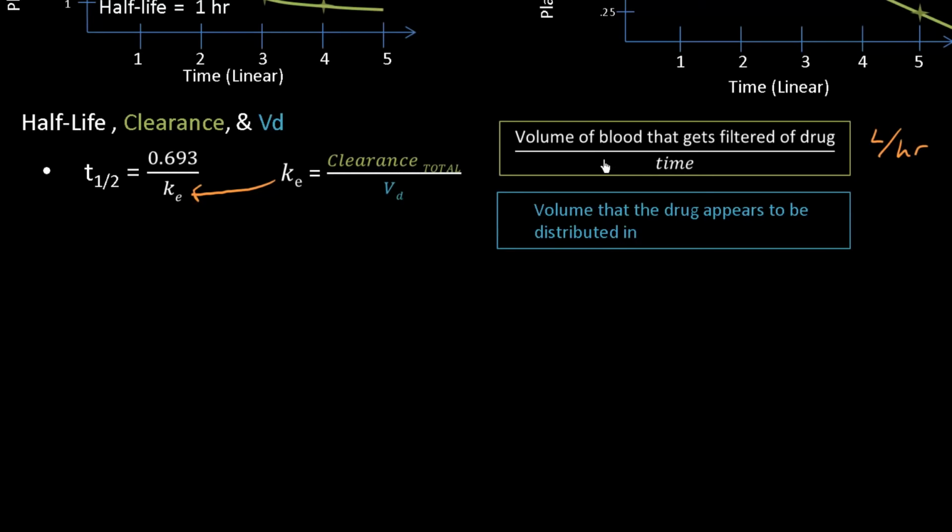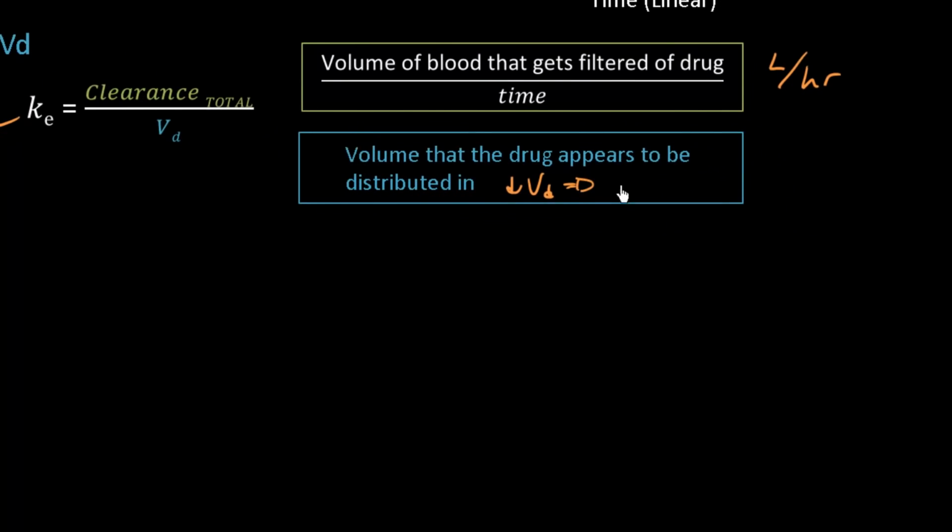But before we do that, let's just make sure we understand 2 points here. First, with clearance: if I increase the clearance, that means more blood is getting filtered of drug per unit of time. That makes sense that it would increase the rate of drug elimination. The one that doesn't make as much sense is this idea of volume of distribution. Remember, for a drug to be eliminated, it needs to be in the plasma. So if I have a low volume of distribution, what that means is that the drug likes to stay in the plasma. That's good because that means we can get rid of it. And so if you have a low volume of distribution, that's also going to increase the rate of drug elimination.